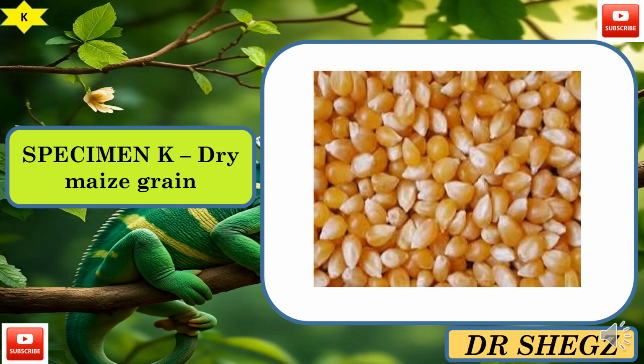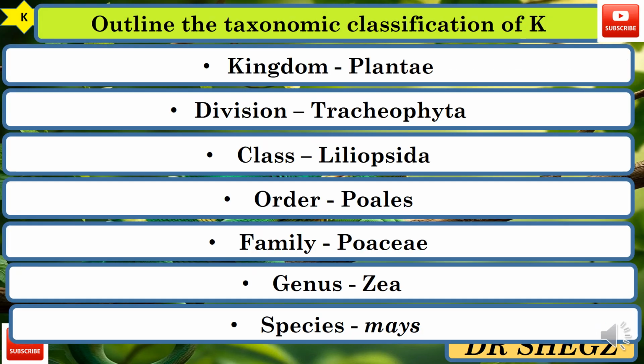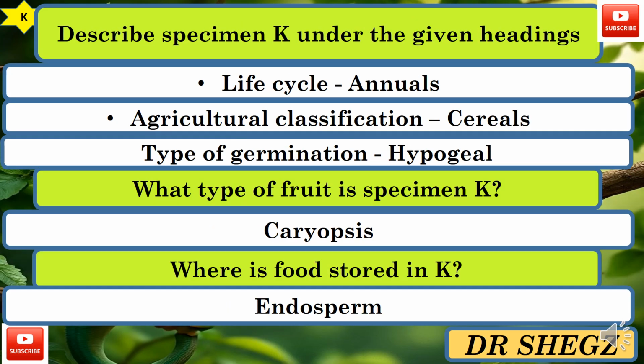Specimen K, dry maize grain. It is Zea mays. So dry maize grain is Zea mays. Describe specimen K under the given headings. Of course, an annual, it's a cereal that undergoes hypogeal germination, and it's a caryopsis, and food is stored in the endosperm. As opposed to groundnut, where food is stored in the cotyledon. In maize, food is stored in the endosperm.